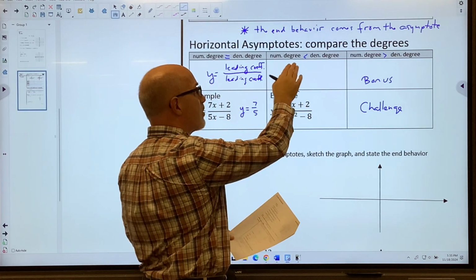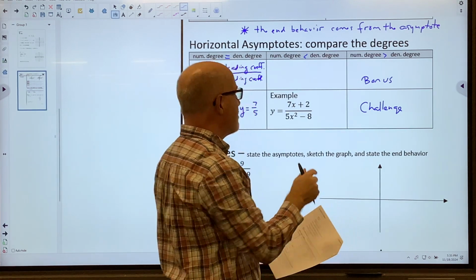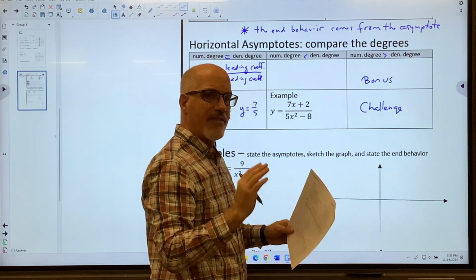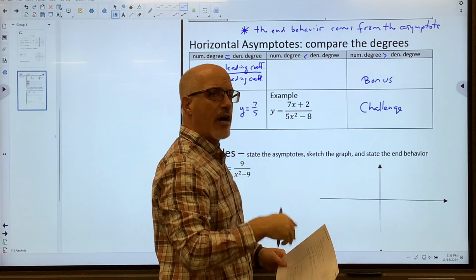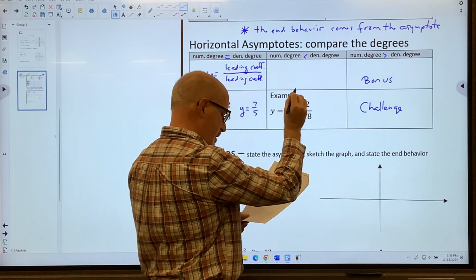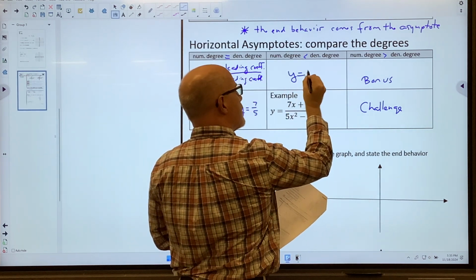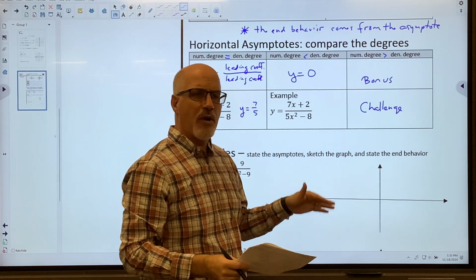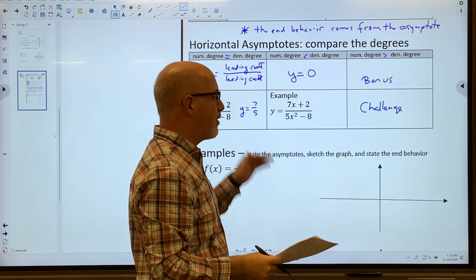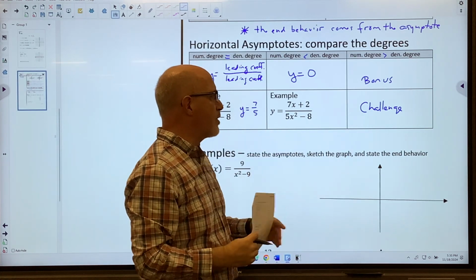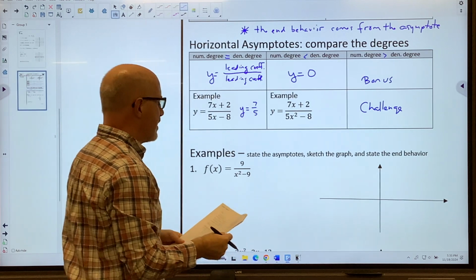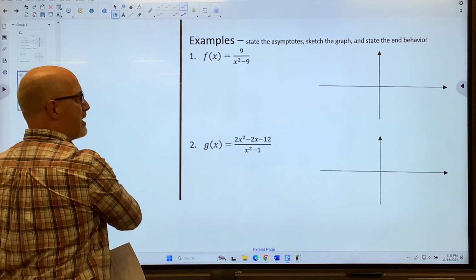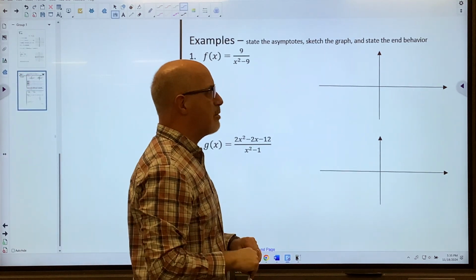Now, if the numerator degree is less than the denominator degree, this means that the denominator is going to go to infinity a lot faster, because notice it's got a square on that x value. So what happens here is our horizontal asymptote will just be at y equals 0. These fractions get smaller and smaller and smaller as we go to negative infinity, or to positive infinity, and get closer and closer to 0. All right, let's take a look at some examples of this. Okay, we're going to state the asymptotes, sketch the graph, and state the end behavior for this.